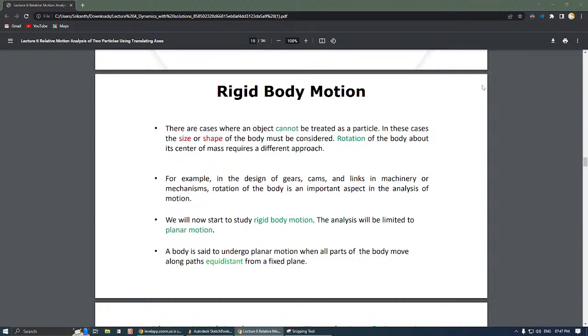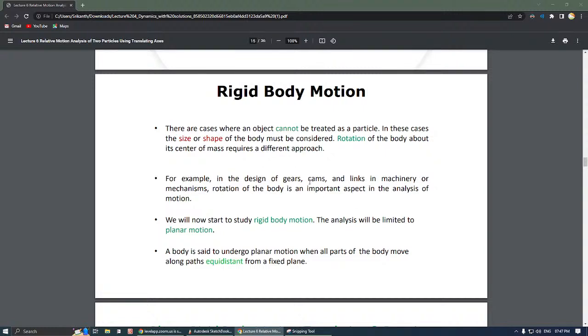So there are cases where an object cannot be treated as a particle. If the object is very, very large, then we cannot consider it as a single particle, right? Like Earth, for example. With relation to the galaxy, we can consider it as a particle. But with relation to a car or plane which is moving, its size is very large, so we cannot neglect it.